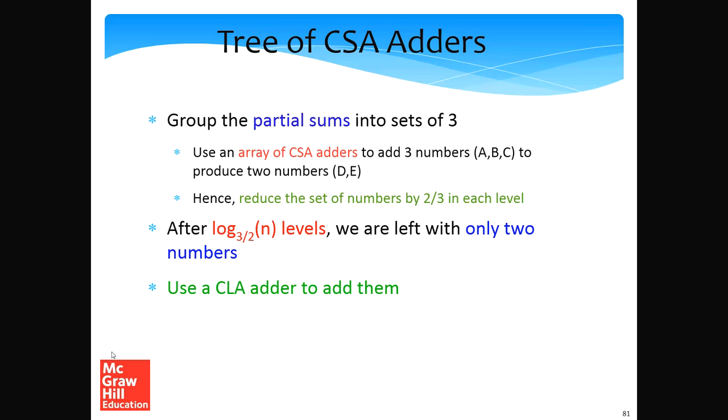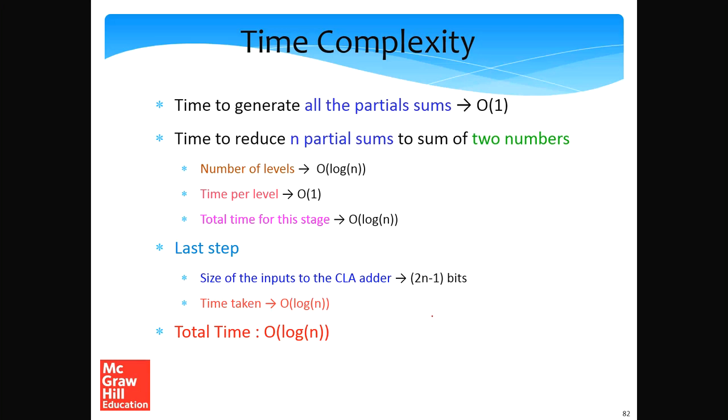So this slide only summarizes what we have discussed. Just a quick recap. We use an array of CSA adders to add three numbers to produce two numbers. So we reduce the set of numbers by 2/3 every level, or we divide it by 3 by 2. After log n to the base 3 by 2 levels, we're left with only two numbers. We use a carry look ahead adder to add them. This takes log n time. So the total time as a result is log n. So again, the time complexity is log n. I'm skipping this slide because we have already discussed the content.